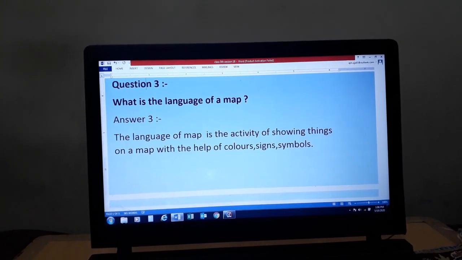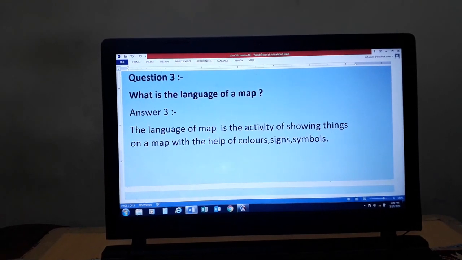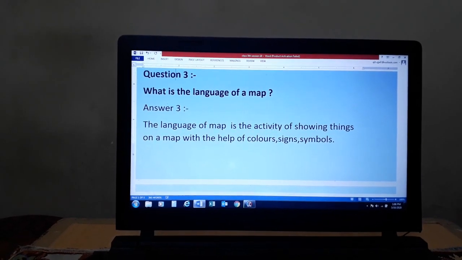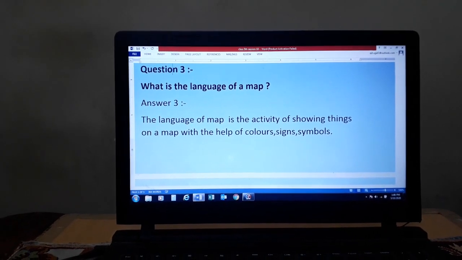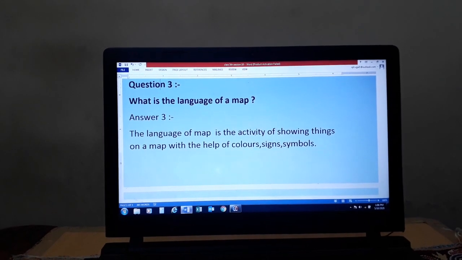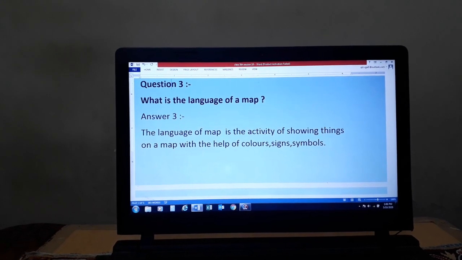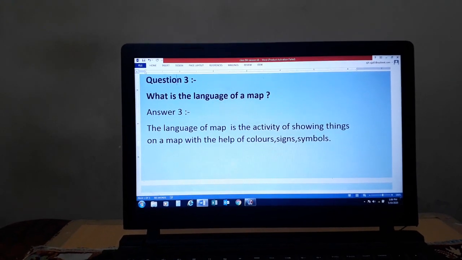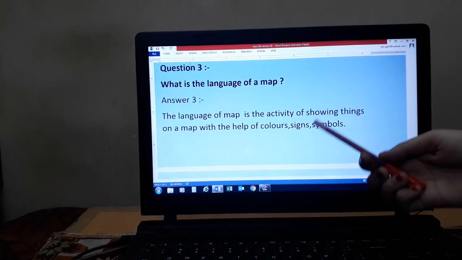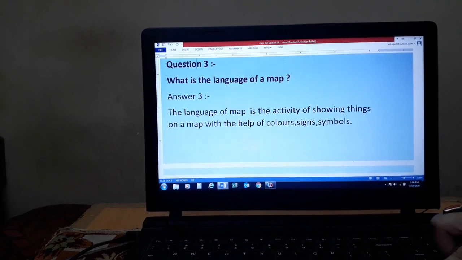For example, student, I give you one example of color. Blue color in the map depicts water area. Green color in the map depicts forest area. So if those colors are used in a map, we will automatically understand that when it is blue color, it is reflecting the water portion. When it is green color, it is reflecting the forest portion. So the language of a map depends upon the color, sign and symbol. These three things are the language of a map.